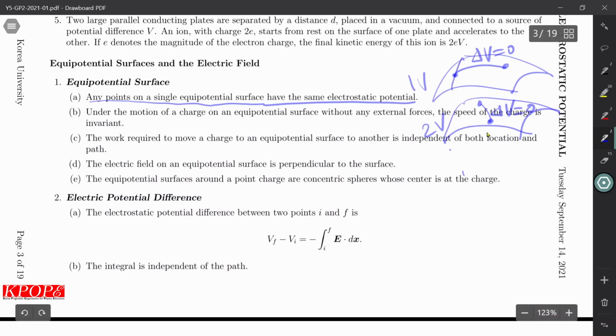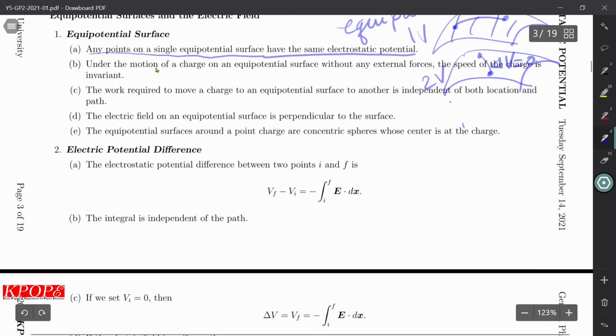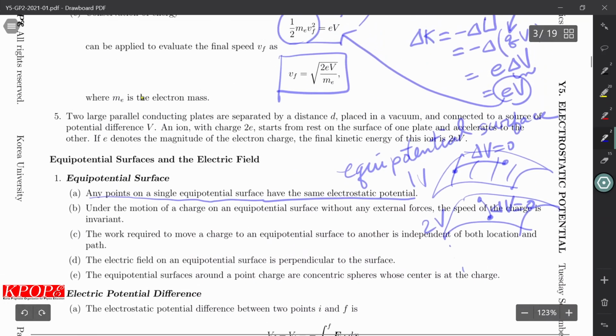So these are equipotential surfaces. Under the motion of a charge on an equipotential surface without any external forces, the speed of the charge is invariant because the potential difference is 0, so the kinetic energy does not change at all.